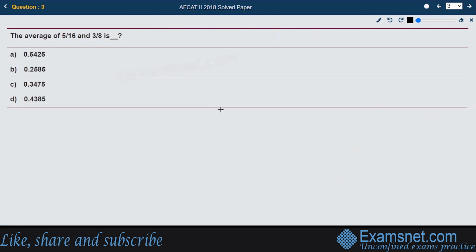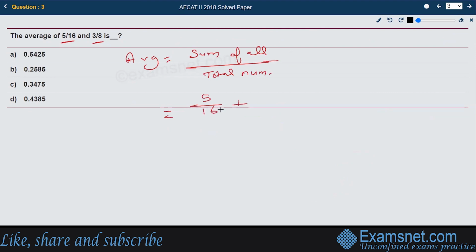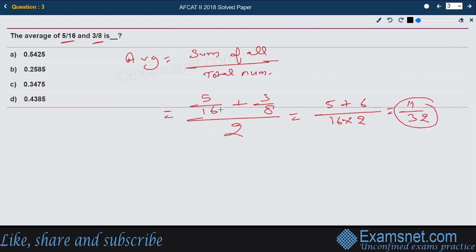Question number 3, the average of 5 by 16 and 3 by 8 is. So we know how to calculate the average. Average is sum of all divided by total number. So we have two things here, so we need to add them: 5 by 16 plus 3 by 8, and as there are 2 in number, divided by 2. If I solve this, 16 being the LCM, 16 into 2 come in the scene here. So 5 plus 8, 2 sixteens, 2 threes are 6, so it is 11 by 32.